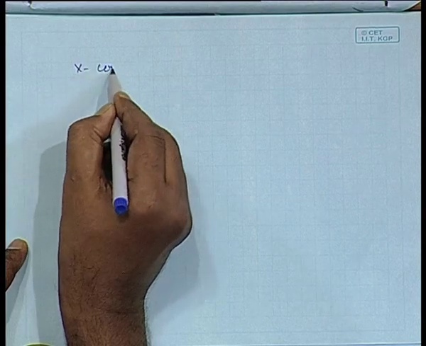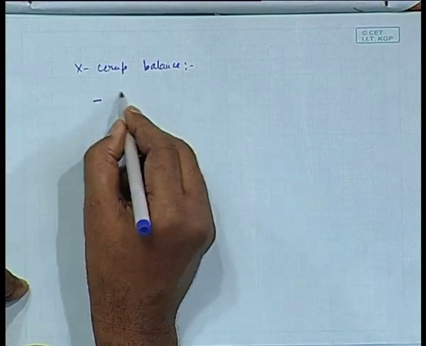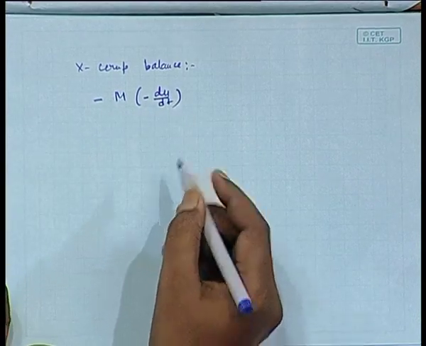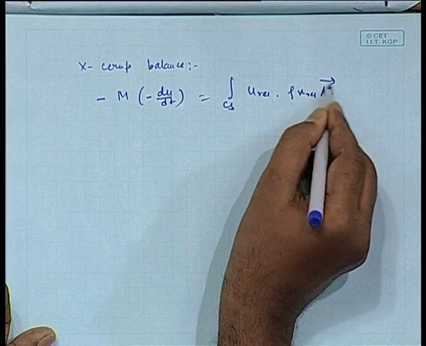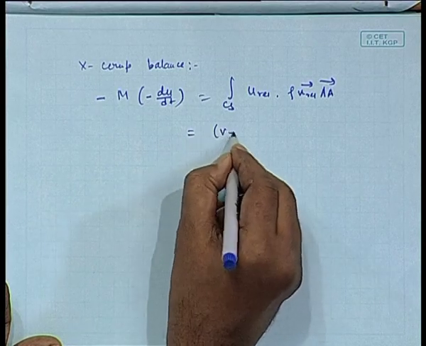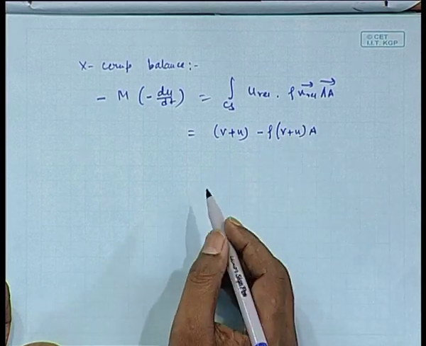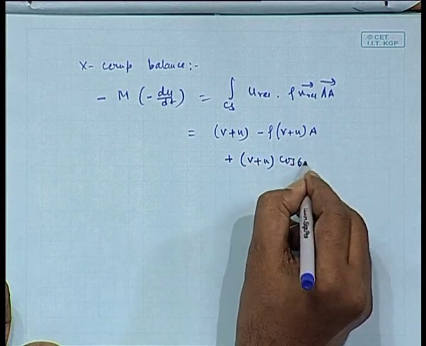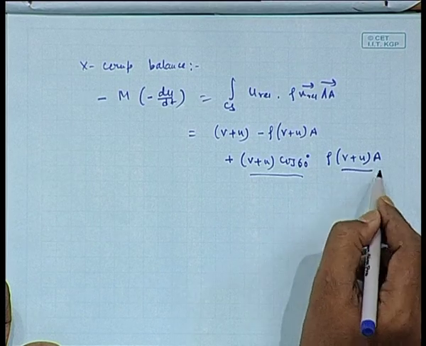So, in your x component balance, everything else is frictionless, minus m du dt, because it is deceleration. Okay. So, it becomes v plus u minus rho v plus u a, that is point number 1, that is the entry point, and this is the exit point, the relative velocity is v plus u cosine 60, that is the exit point, rho v plus u times area, normal and velocity in the same direction.